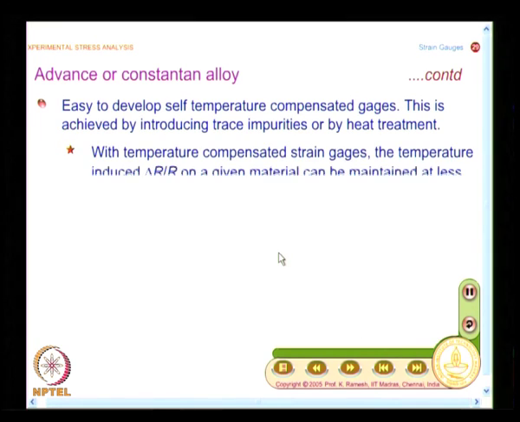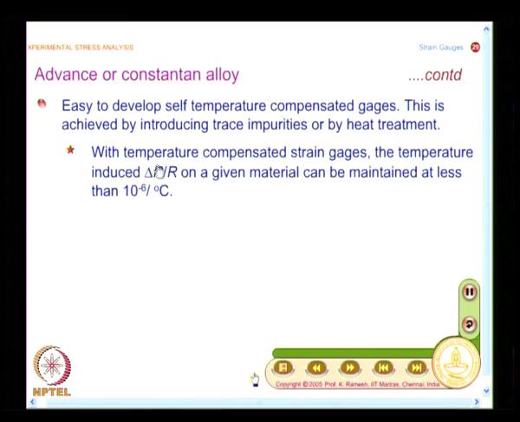And I have already mentioned that the SA is controlled by the cold working of the material as well as impurities, and you use this advantageously to develop self temperature compensated gauges. For the time being, you note down that you can make self temperature compensated gauges. Once we discuss thermal influence, we will look at what is the meaning of temperature compensation and what is self temperature compensation. We will look at those details later. Right now, you find that advance or constantan is good for making self temperature compensated gauges.